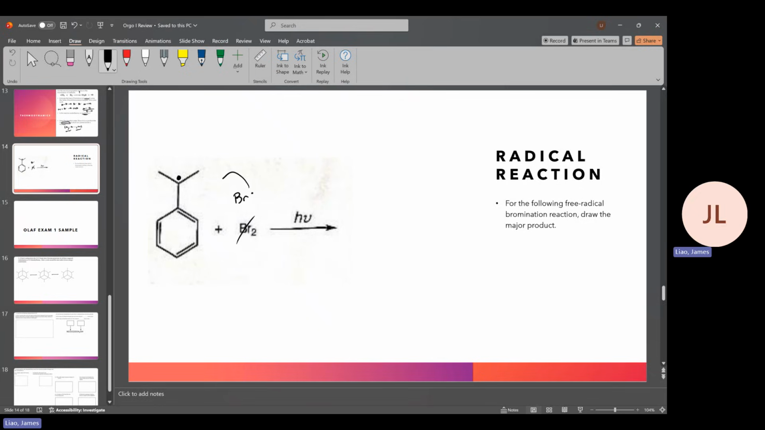This is going to bond together. This is the mechanism, by the way, to form this molecule together. And that is the end of the Chi sample exam one.